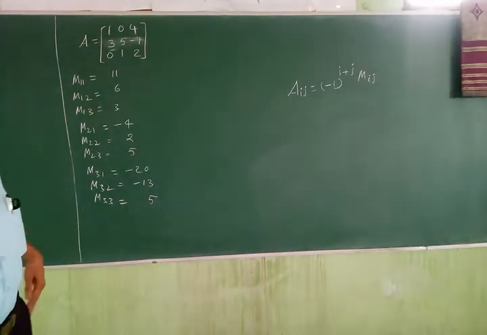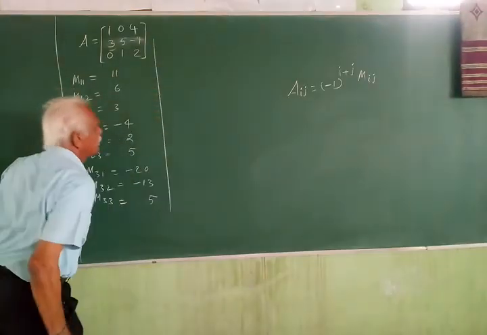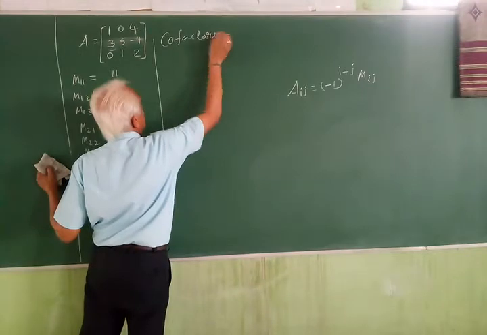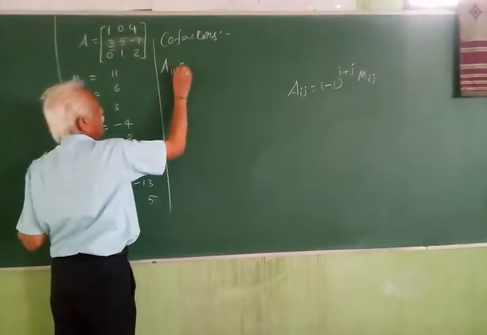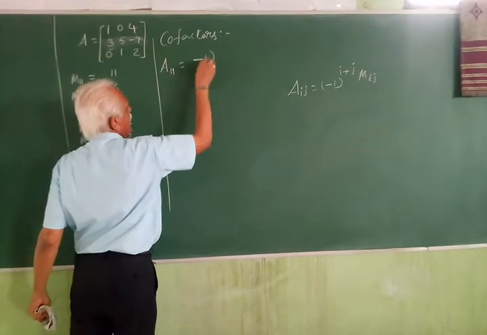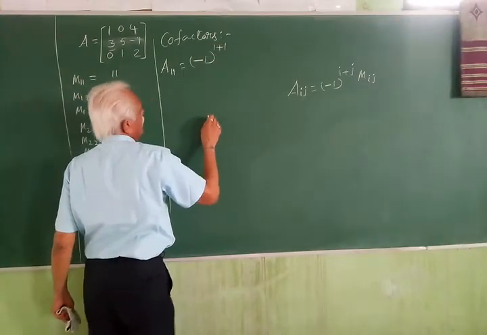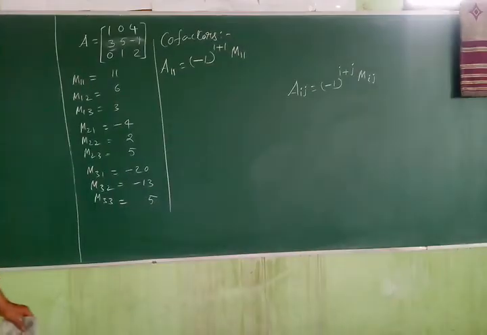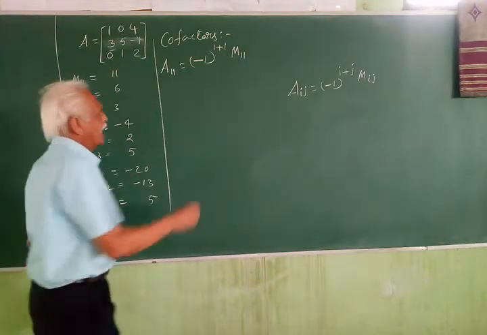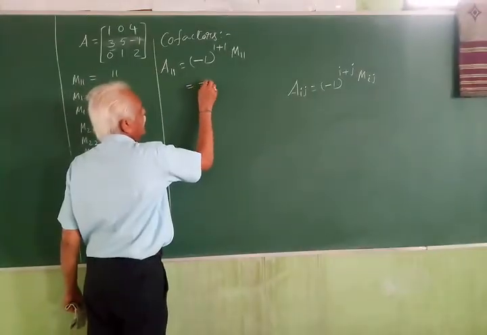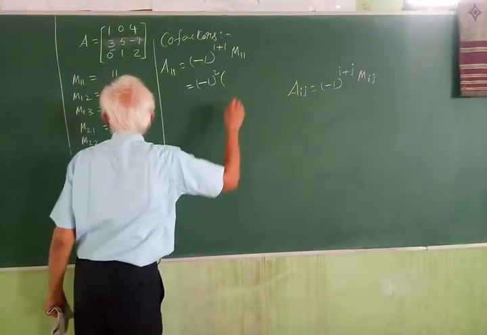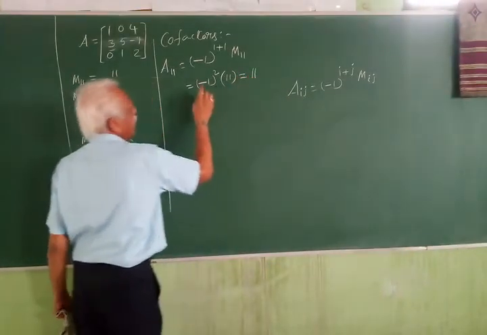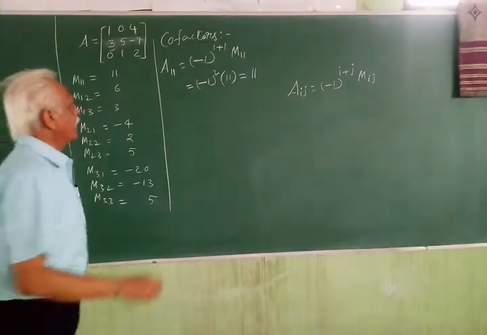Isn't it? Now, cofactors. How we get that? A11 is equal to minus 1 power of 1 plus 1 into M11. Minus 1 power 1 plus 1 is minus 1 whole square, which is plus. So this is minus 1 whole square into, what is M11? 11. So this is equal to 11 because minus 1 whole square is plus 1.